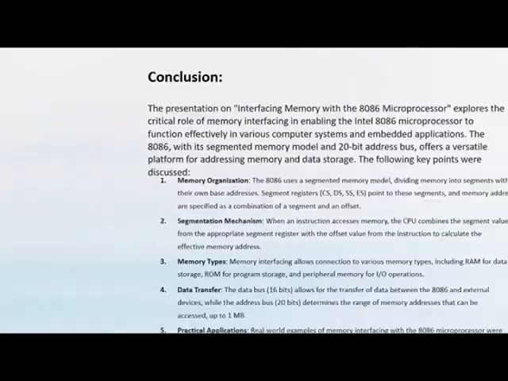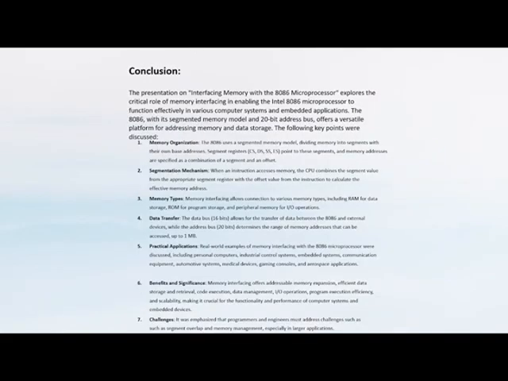Memory organization. The 8086 uses a segmented memory model, dividing memory into segments with a base address. Segment registers, as we have discussed earlier, CS, DS, SS, and ES point to these segments. Segmentation mechanism, memory types, which are mentioned, RAM and ROM. Data transfer, with a data bus of 16 bits and an address bus of 20 bits, and has a storage of 1 megabyte. Practical applications, real-world examples that we have discussed.